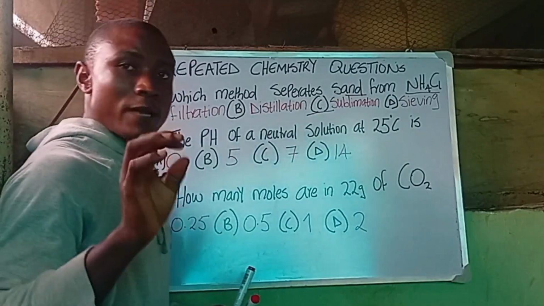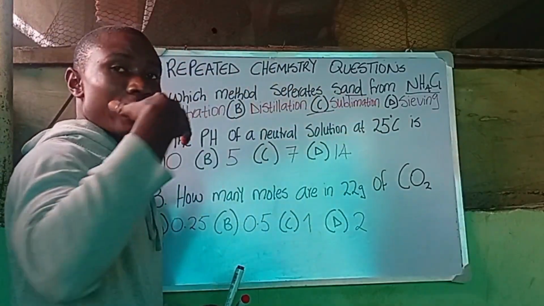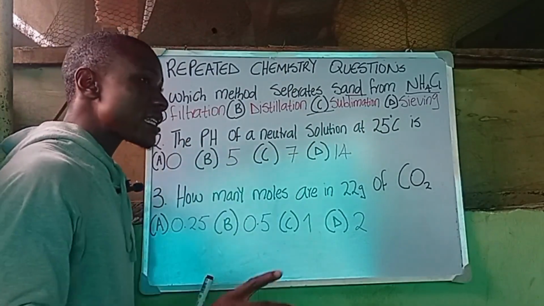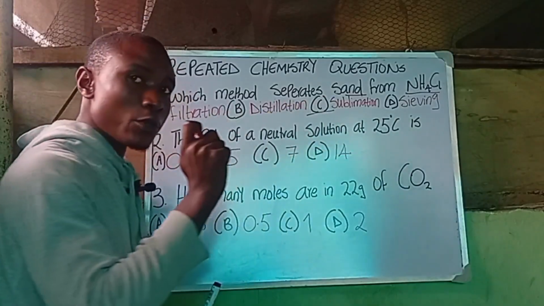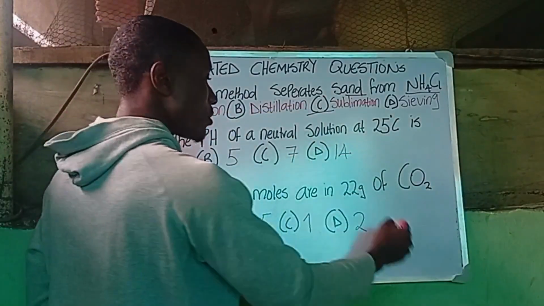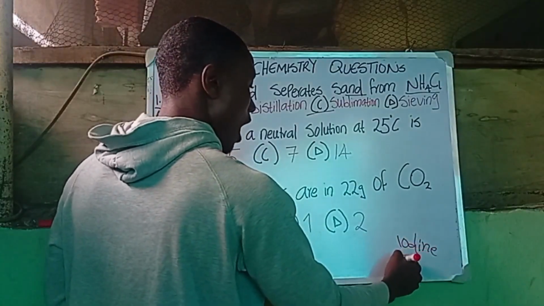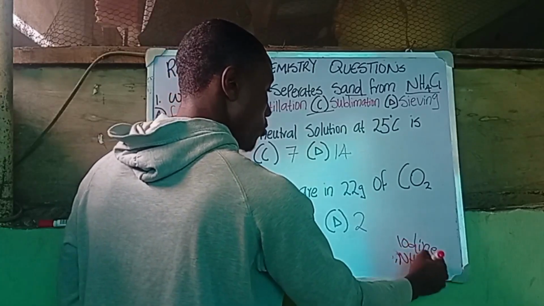Now when it comes to the concept of sublimation, which is when a solid turns directly to the gaseous state, right? A solid changes directly to the gaseous state. There are only two solids that exhibit the concept of sublimation. We have number one, which is iodine, and we have ammonium chloride. We have iodine and ammonium chloride.